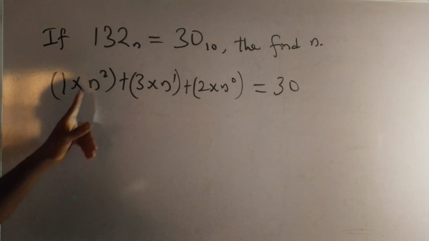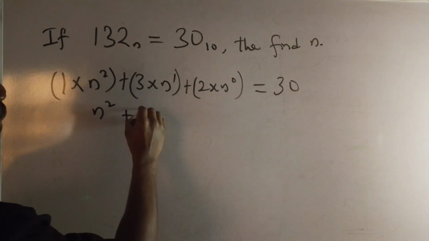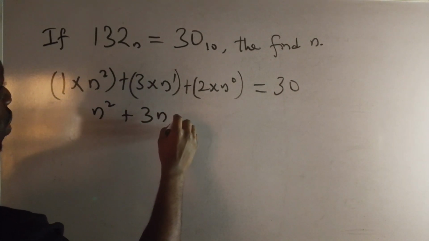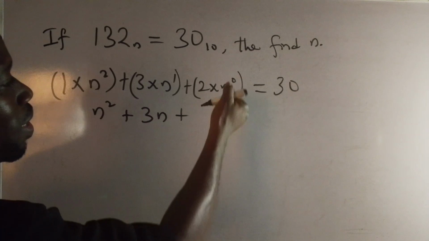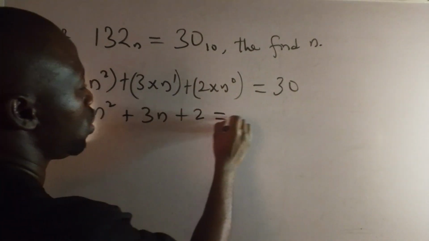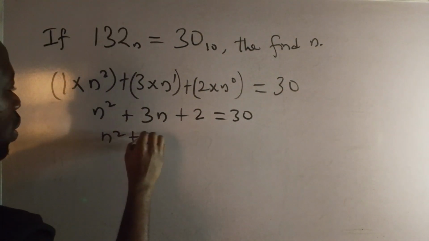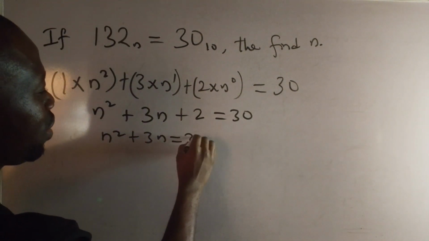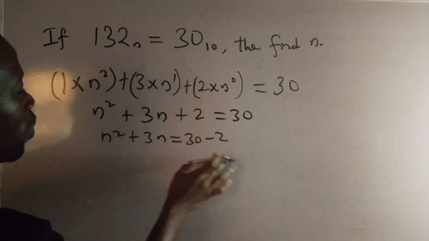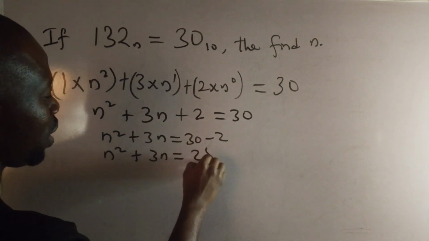All right, here 1 times n raised to power 2 is n raised to power 2 plus 3 times n raised to power 1 is 3n plus 2 times n raised to power 0. Any number raised to power 0 is 1. 2 times 1 is 2. Is equals to 30. All right. This gives us n squared plus 3n is equals to 30 minus 2. Subtract 2 from both sides. So n squared plus 3n is equals to 28.